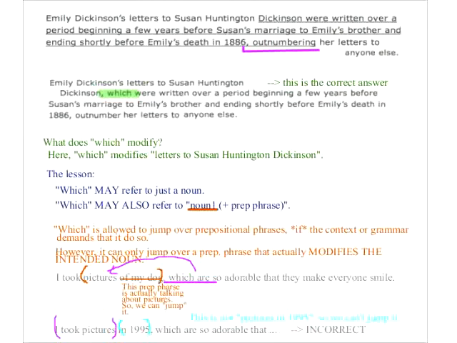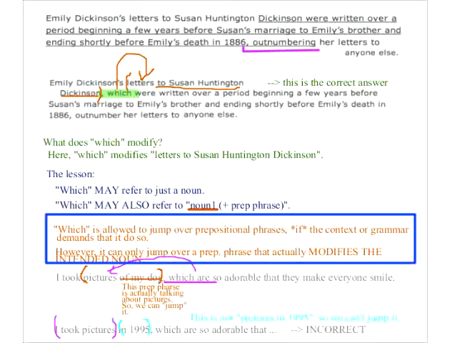So what's going on here, this is legit because letters to Susan Huntington Dickinson is actually a noun with a prepositional phrase that modifies it. So this really is letters to this person, so which is allowed to jump that prepositional phrase and talk about letters. On the other hand, if it's a genuinely different prepositional phrase, like I took pictures in 1995, not okay, because these are not pictures in 1995. So there's a couple of things here. It's a little bit on the complicated side, I guess, when you try to explain it in words. Yeah, it is a prep phrase, because in is a preposition. It's just not the kind of prep phrase that you can jump in this context.